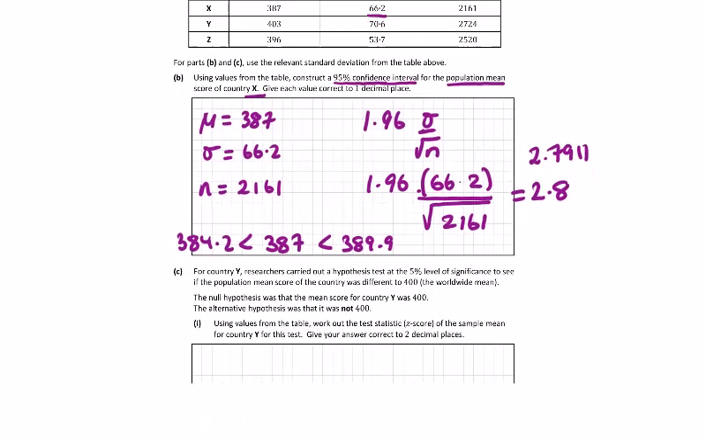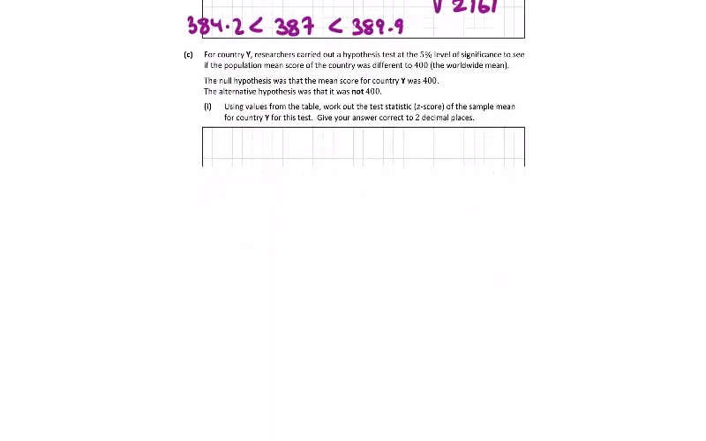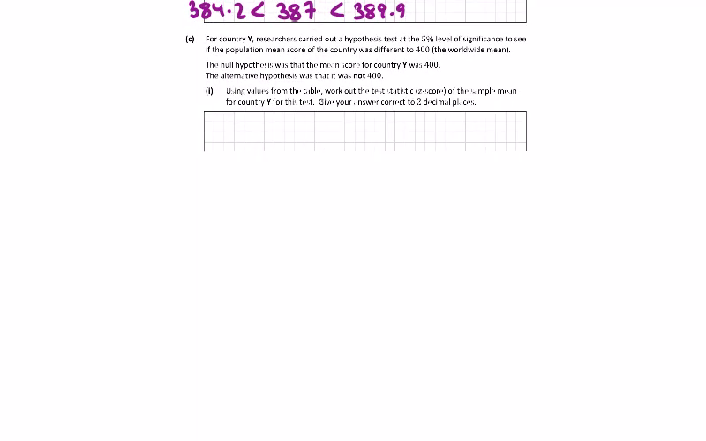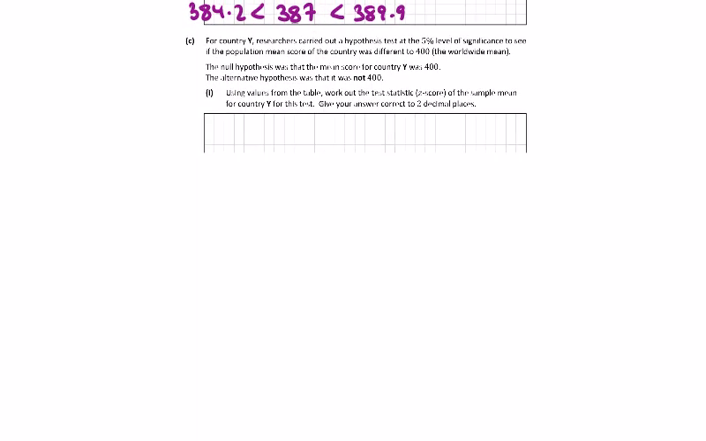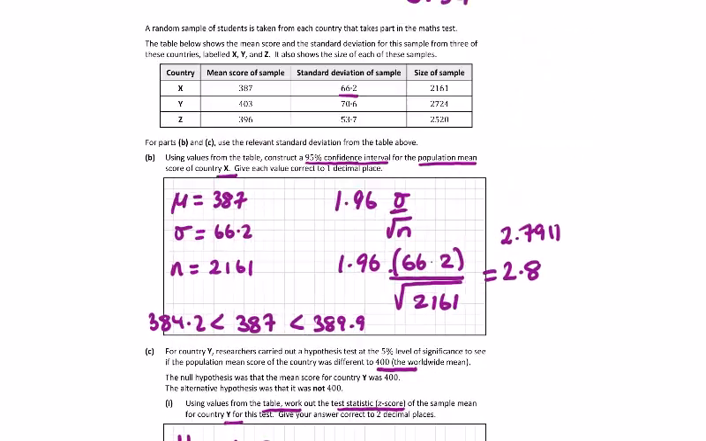For Y, researchers carried out a hypothesis test at the 5% level of significance to see if the population mean score was different to 400, the worldwide mean. The null hypothesis, they're giving you everything here. H0 is equal to 400 given. The alternative hypothesis, H1, is not equal to 400. Use the values in the table. From the table, work out the test statistic, the z-score for the sample mean for Y. Give your answer to 2 decimal places.